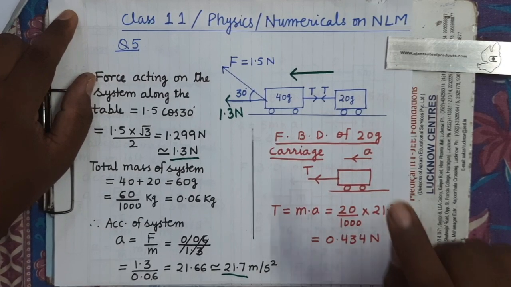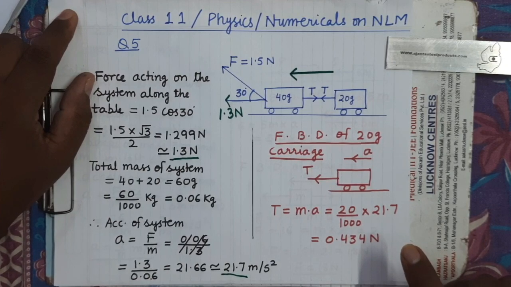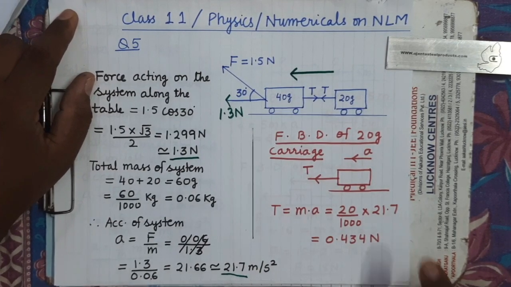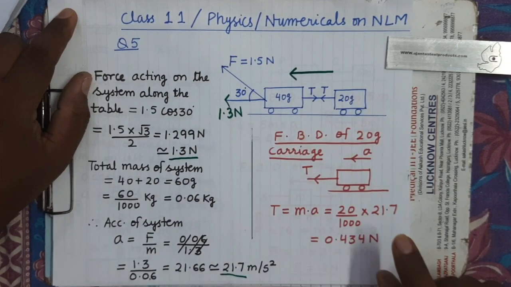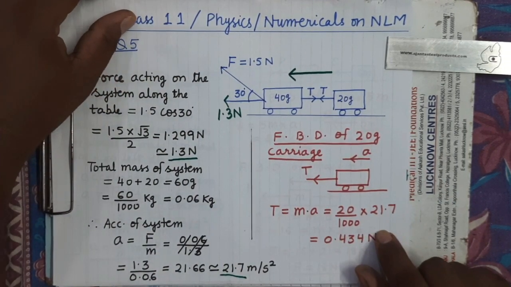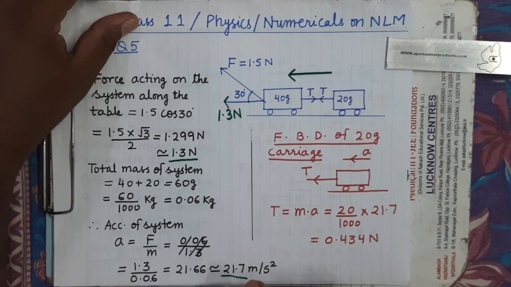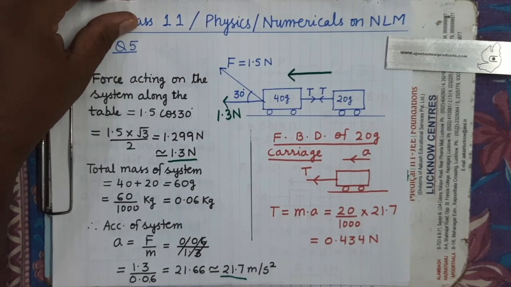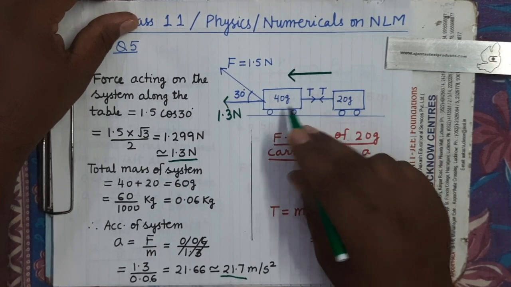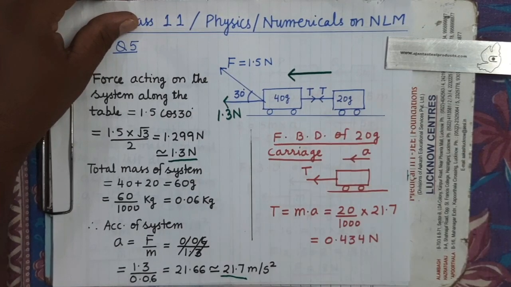Now in order to determine the tension, we will draw the free body diagram of any one. You can draw the free body diagram of this or of this. What is the meaning of free body diagram? By making the body free from the other bodies, all the forces acting on that body are shown, and then you have to write the equation of motion. So in order to free it from this body, we will take this as a single body, this separately.